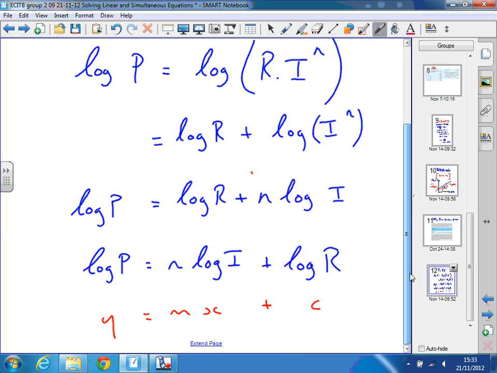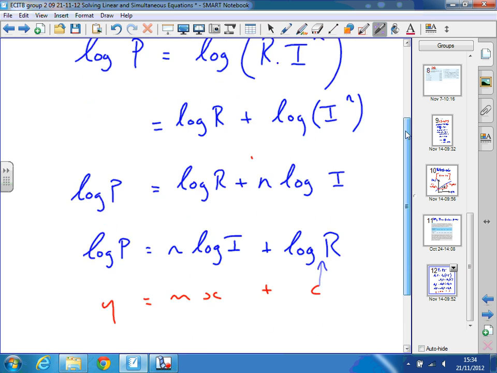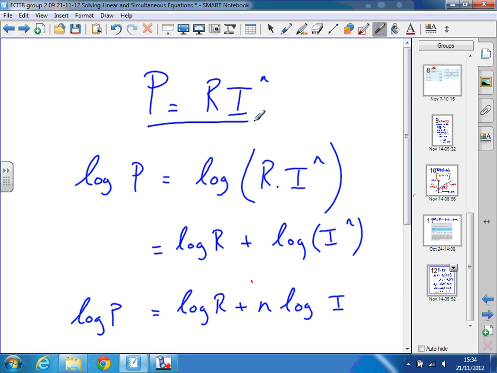And more than that, if it is a straight line, finding the gradient of that line tells us the value of n in the function, and the y-intercept tells us a logarithm of the number r in the function. So we can find r and n in this original function here by plotting the graph and finding the gradient and the y-intercept. And that's the sort of thing we were looking at last week and what you need to do for this assignment I'm going to give you.